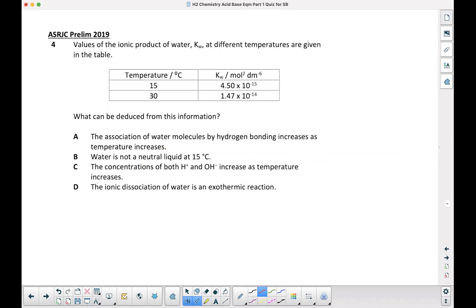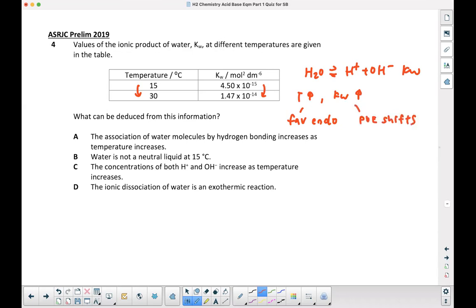Okay, from here, let's take a look at what these values mean. You can see that Kw is actually water giving out H+ and OH-. So when temperature increases, you notice Kw actually increases. So when temperature increases, it will favor the endothermic direction, because we add heat, the system will want to absorb heat. Kw increases, which means the position of equilibrium shifts right.